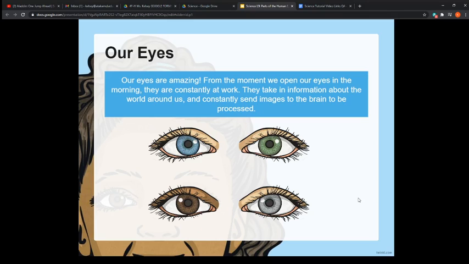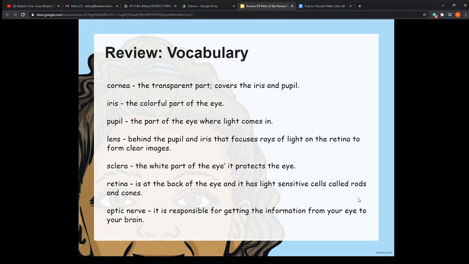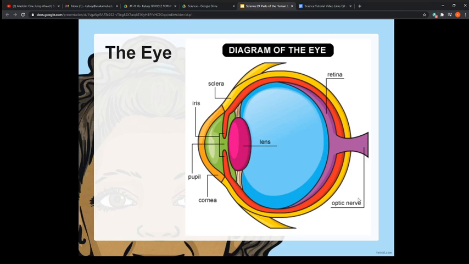As a review, from the moment we open our eyes in the morning, they are constantly at work. They are taking information about the world around us and constantly sending images to the brain to be processed. As a review, here's the vocabulary that we've been working with for the past few science lessons. Here's a diagram of the eye and all the different parts labeled.